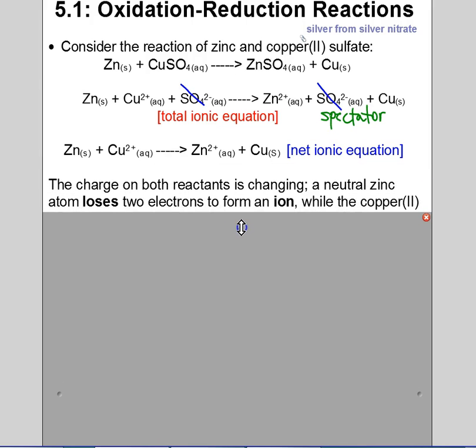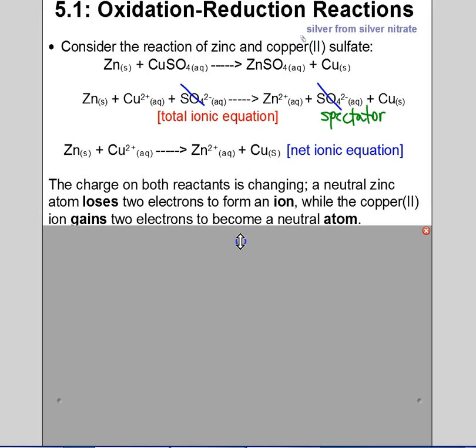The charge on both reactants is changing. A neutral zinc atom loses 2 electrons to form an ion. It would lose 2 electrons, obviously, to obtain a 2 plus charge. The copper 2 plus ions must have conversely gained 2 electrons to become a neutral atom. So we can see how these processes are complementary.